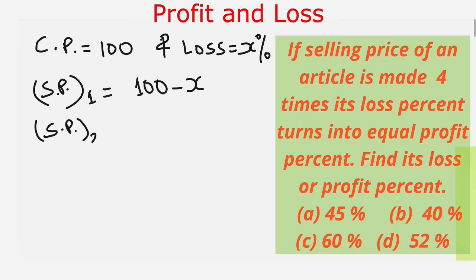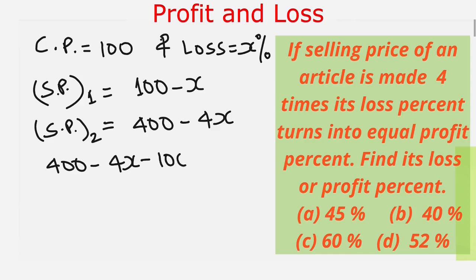I write it as SP2. The new selling price is 4 times 100 minus X. Then it becomes 400 minus 4X, by multiplying 4 to 100 minus X. Now, on selling the article at this price 400 minus 4x, the loss turns into equal profit. So the profit is selling price minus cost price. This is 400 minus 4x, our selling price, minus cost price 100, and this is equal to x, which is the profit.